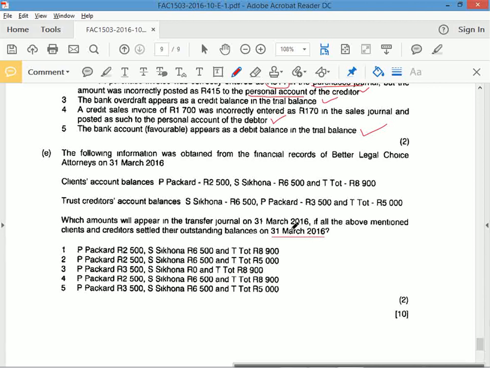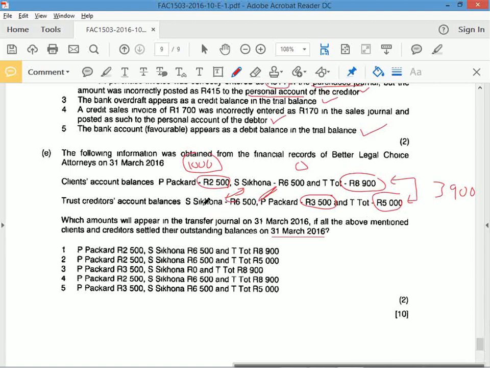So if they're settling the outstanding balance, the difference here is how much? 3,500. The difference here, ooh, hold on, wrong person. P and P. S and S. T and T. Okay, so what's the difference here? It's 1,000. The difference here is 0. And then here, the difference is 3,900. Okay, but we're looking at the settlement.